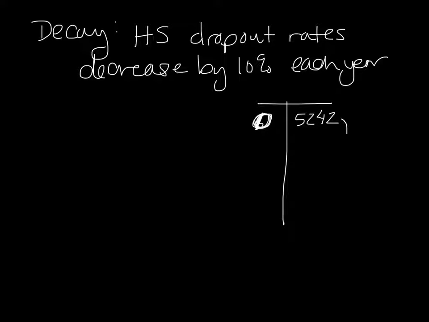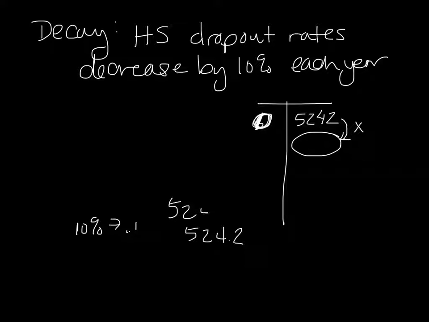Now, to figure out the next year, we need to multiply by some number. Now, I really want to multiply by 0.1, right, which is 10%. 10% is 0.1. But if I do that, then I'm going to come up with 524.2 people. Well, that's how many people are not going to drop out anymore. That's not what this number is going to be. This number is going to be my 5,242 minus the 524.2. So I don't want to multiply by 0.1. What I want to do is multiply by what I have left.